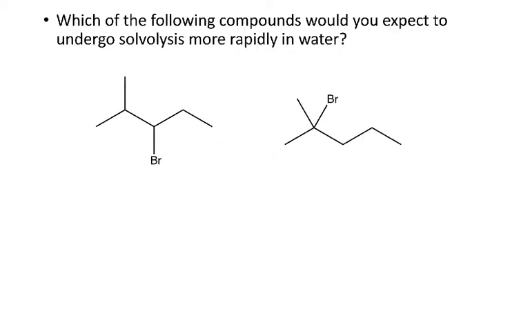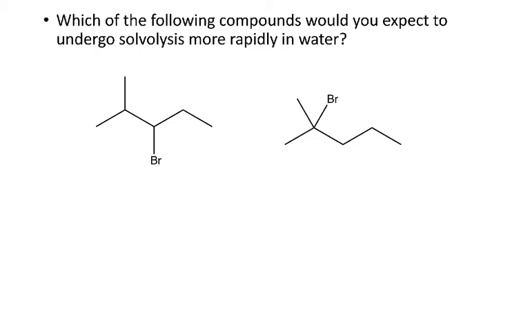All right, in the next couple questions, we're going to look at what the effect of the substrate is on the rate of the reaction. And so I want to know which one of these compounds would undergo solvolysis more rapidly in water, right? So which one is going to form the carbocation faster? And so these are constitutional isomers of one another. And in both cases, bromine is a leaving group, right? They're both taking place in water. So the difference between these two is going to be the stability of the carbocation that's formed.